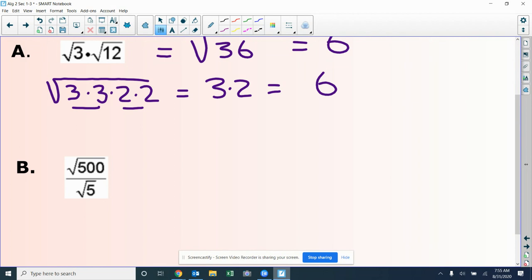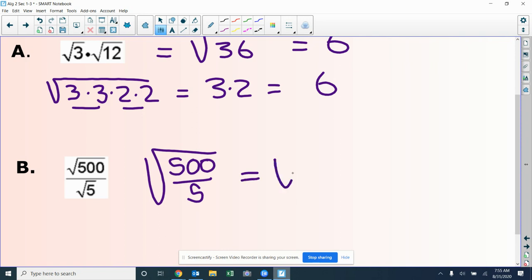Now this guy here, it helped us to multiply first. Sometimes it might help us to divide first. So we can rewrite this with a 500 over 5. Now, I'll do a little easy math there. 500 divided by 5, of course, is 100. So we really end up with the square root of 100. And we know that that is also a perfect square, 10 times 10. So we're quite simply down to 10. Woo!